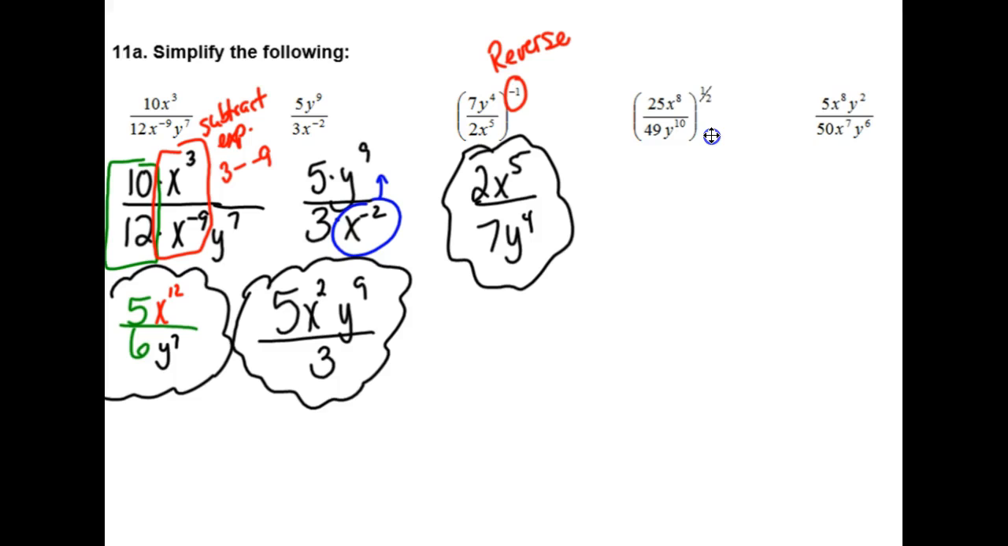All right, this next one, again, if you want to save yourself a little time, instead of distributing the 1/2 power to everybody, think about what this means. This means you're taking the square root.